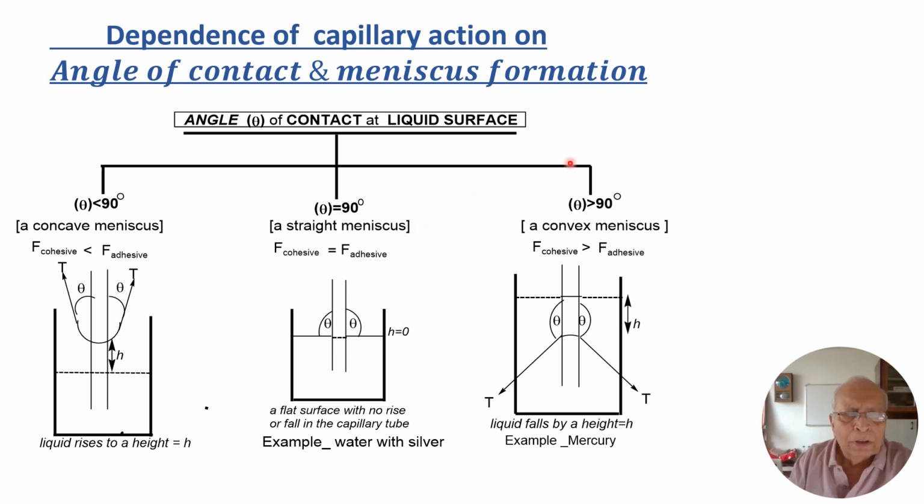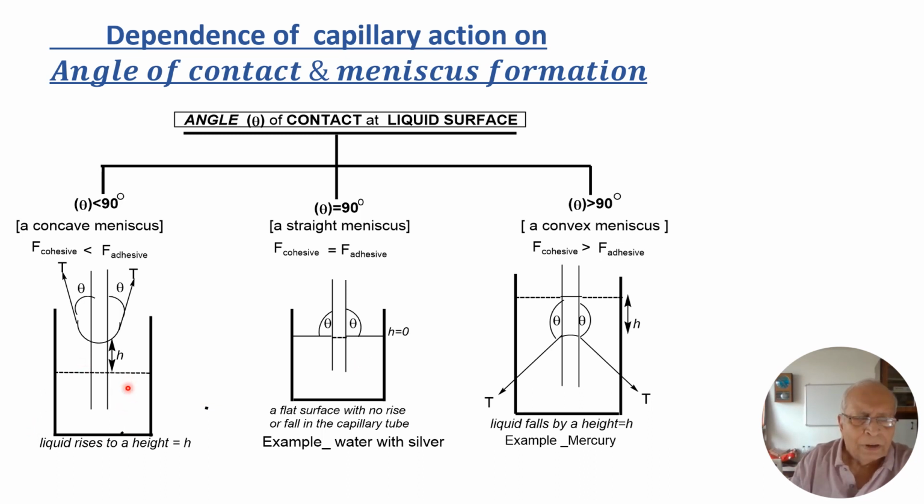Now this diagram is self-explanatory and gives all the idea about the dependence of capillary action and the angle of contact and meniscus formation. What is capillary action? We have already learned, and I'll just revise. A tube of very small diameter, when dipped into the liquid, causes either the liquid to rise up in the tube from the surface or fall down in the tube from the surface, or in certain cases, rarely of course, it would be flat.